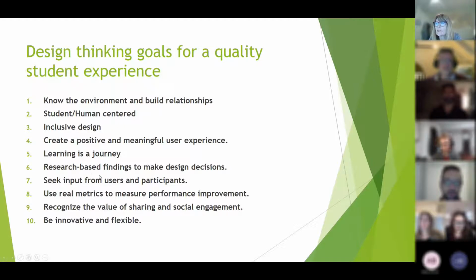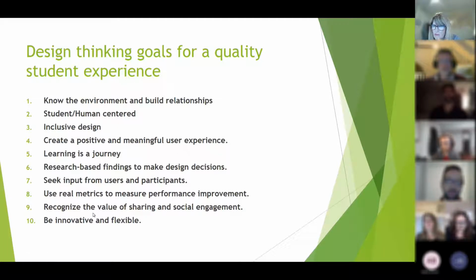And then research-based findings to make design decisions. Always good to go into research. Seek input from users and participants. Always look at the feedback from students, and use real metrics to measure performance improvement. So obviously we can look at data in that sense, and also maybe feedback again from experience environments where they go. And then, you know, I also think it's really important to work hand in hand with the business world or the world outside to know really what is important.